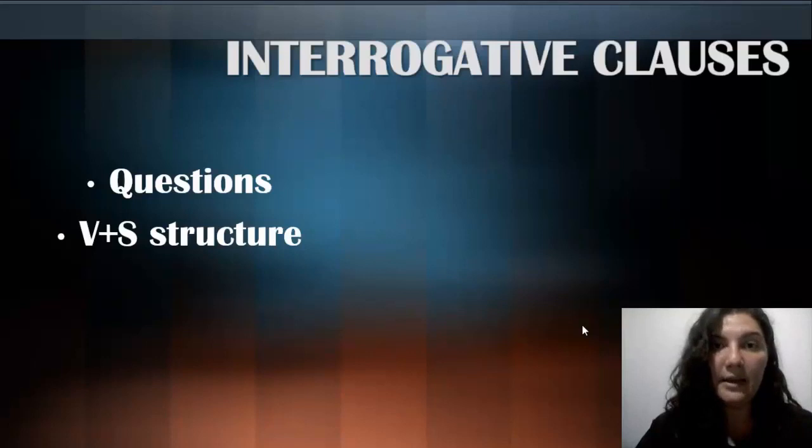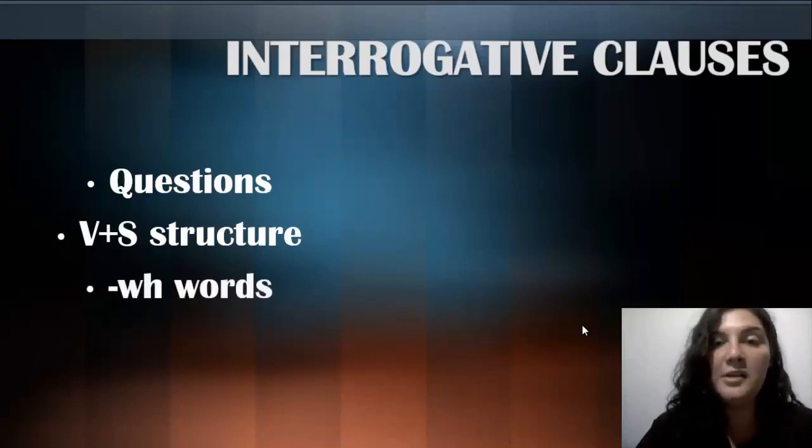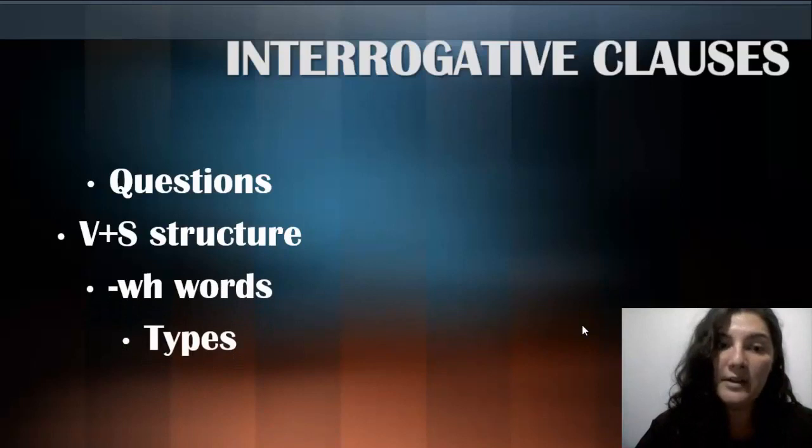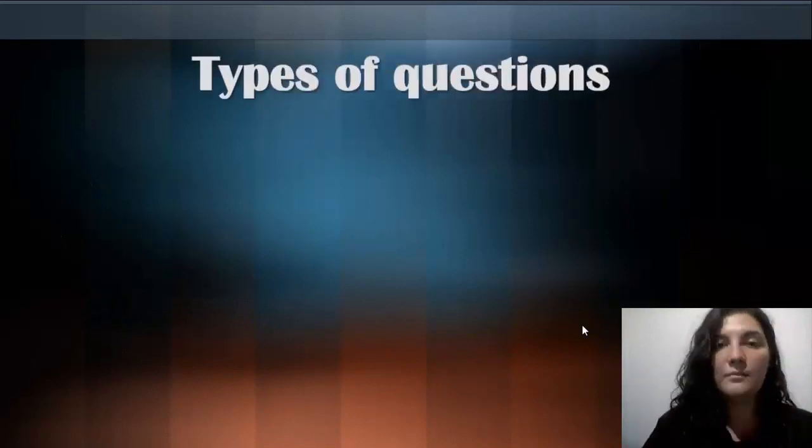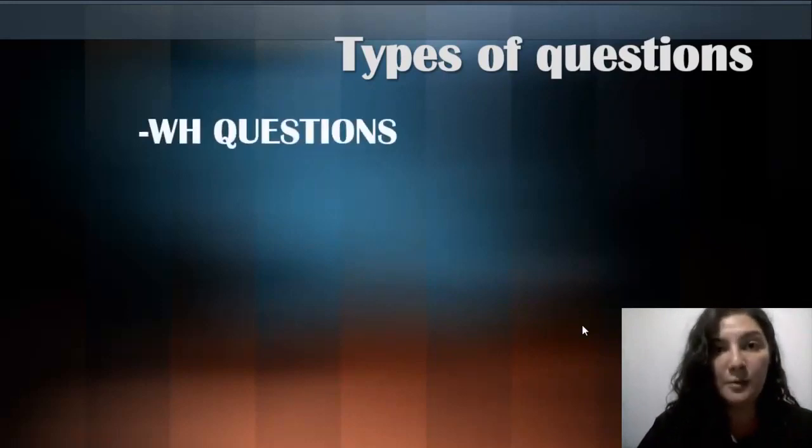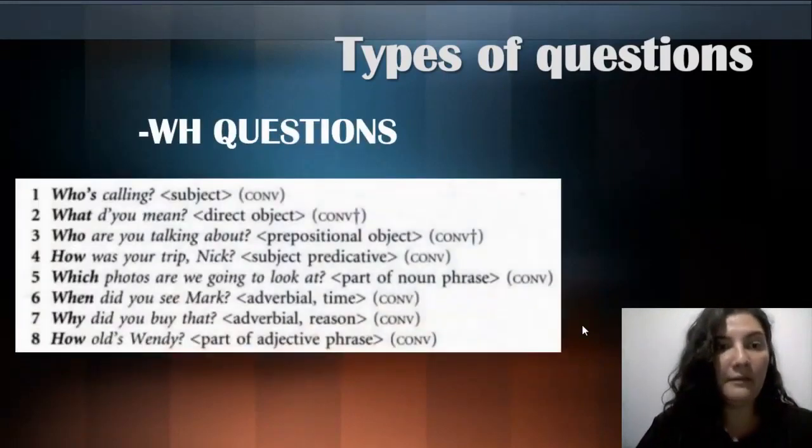Another characteristic of interrogative clauses is that some of them begin with an initial WH word. And finally, we can say that there are three major types of interrogative clauses, which are the following. The major types of questions are WH questions, yes-no questions, and alternative questions. Let's begin with WH questions. Here we have a list of some WH questions.